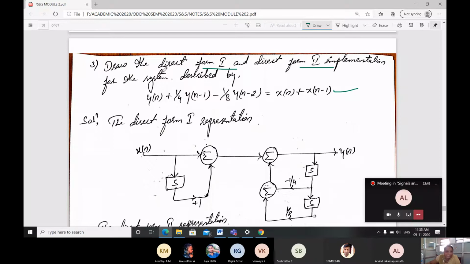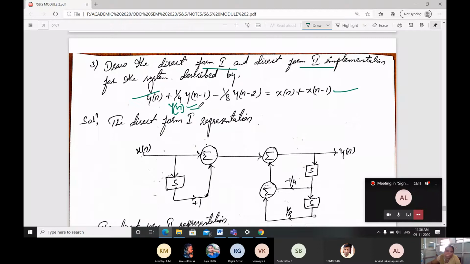When you are going for any equation, if they ask to do direct form 1 and direct form 2, what you have to do is first write the equation in terms of y of n. Keep this in mind. That is, y of n means these two terms will go to the right-hand side.